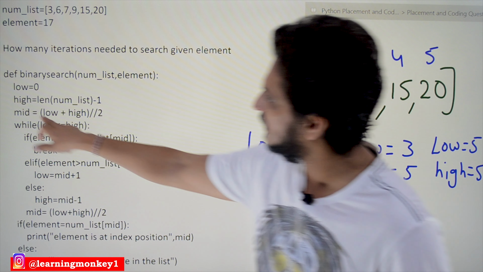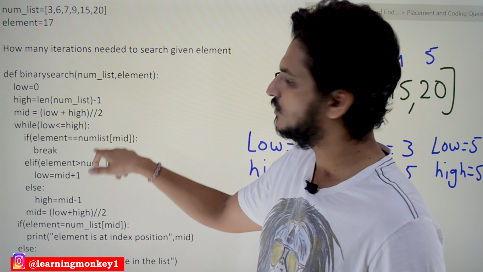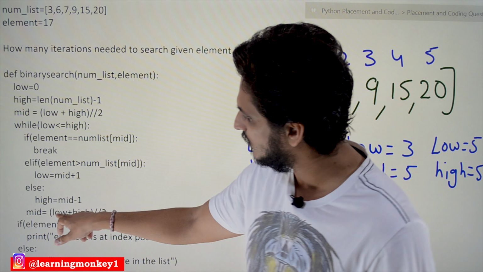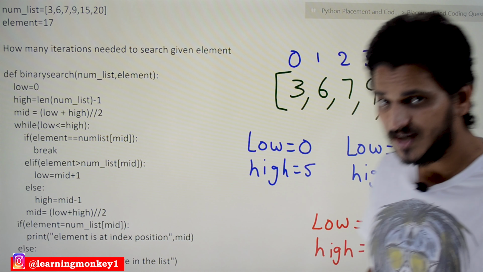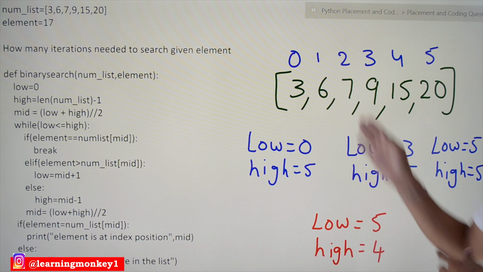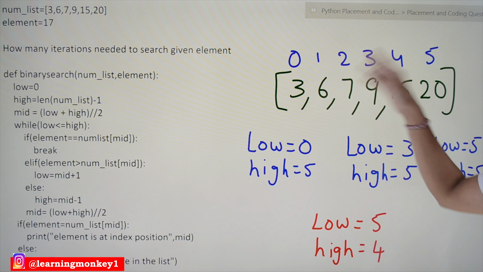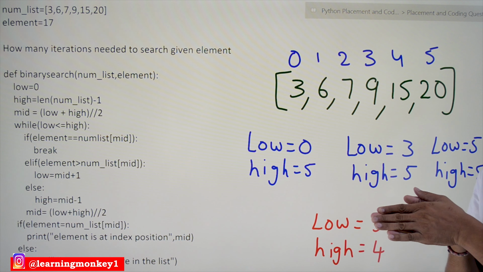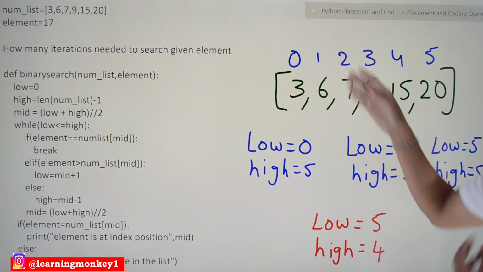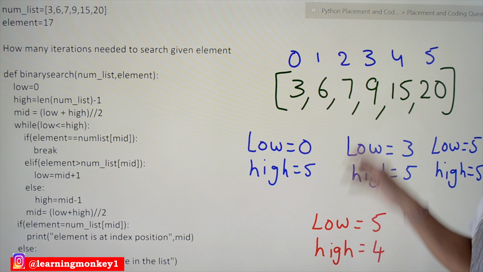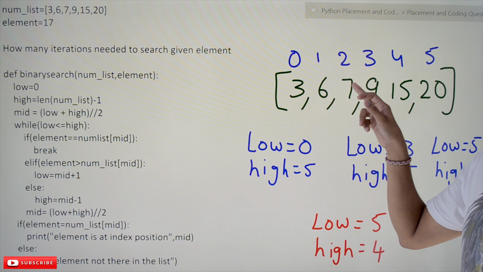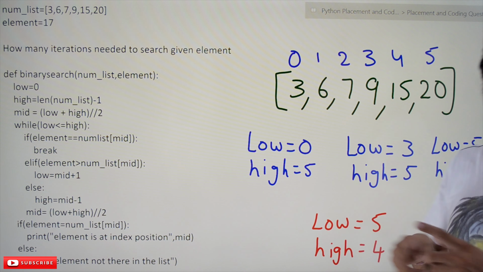Inside the loop, they are identifying the mid value as low plus high by 2, and then they check. The condition here is that the elements are already in ascending order. So what's the mid value? Low plus high by 2, that is 5 by 2. Floor division means the integer value 2 will be considered. So the mid position is 2. We have to check the element 17. At this mid position, is 7 equal to 17?